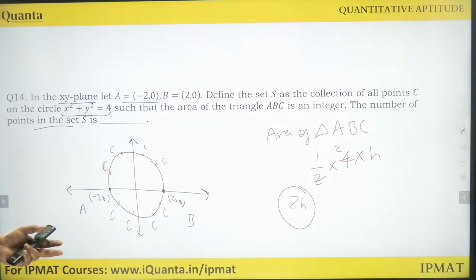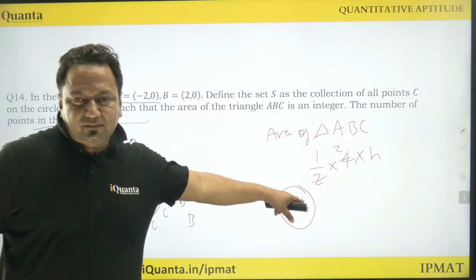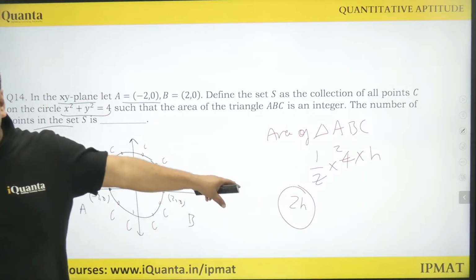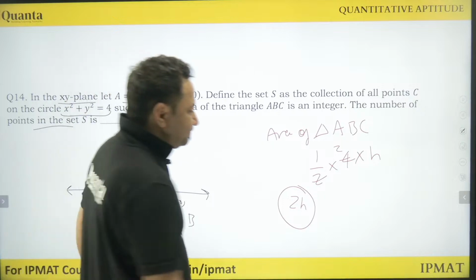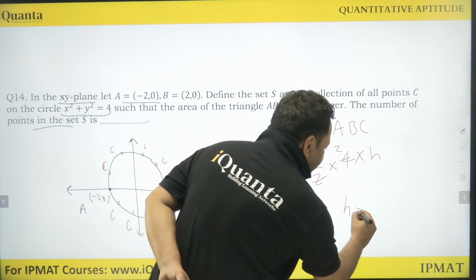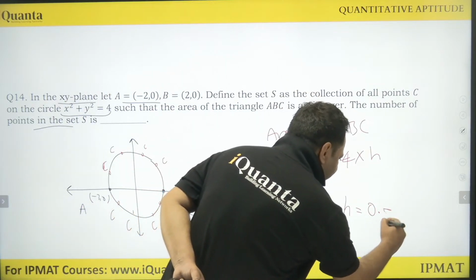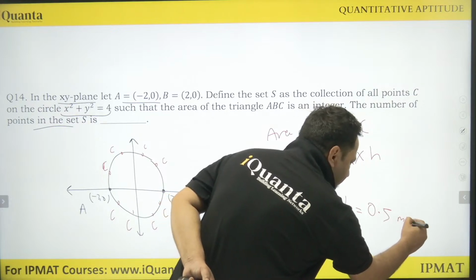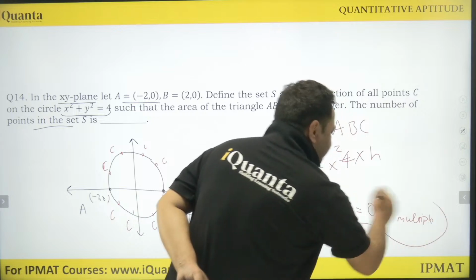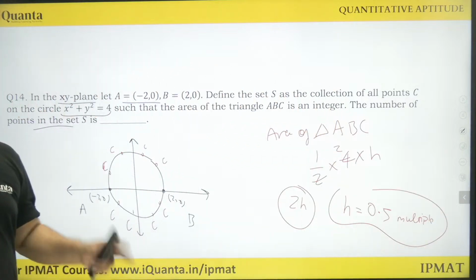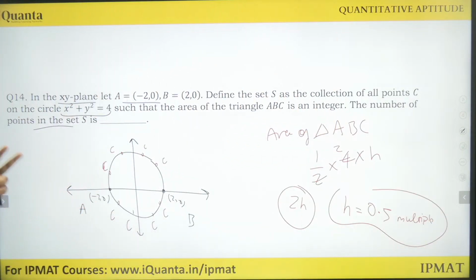Now 2h is the area. What does it mean? If I want 2h to be an integer, a natural number, then the height should be a multiple of 0.5. Can I say that? h must be a multiple of 0.5, right? Yes or no? Because if you multiply 0.5 with 2, you will get 1. If you multiply 1.5 by 2, you will get 3.